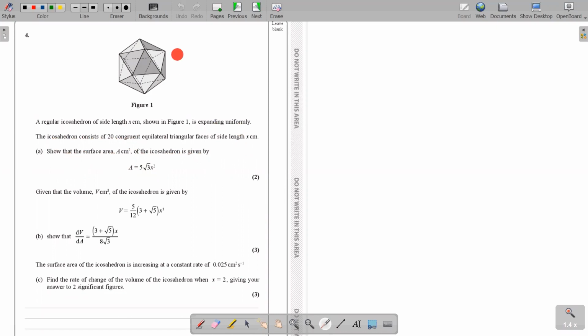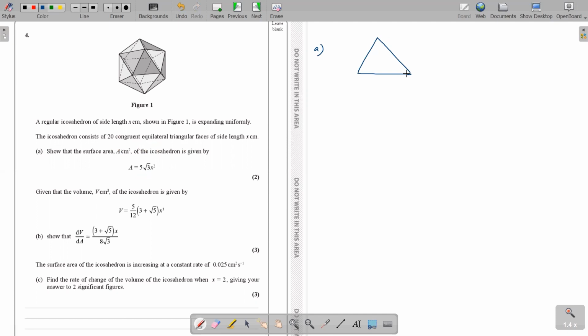The first look of this diagram might confuse you. But at the end of the day, it's just made up of 20 identical, congruent equilateral triangles. All you need to do is get the area of one equilateral triangle and multiply it by 20. That's all you need to do. So that's why it's just 2 marks. So you get one equilateral triangle here.